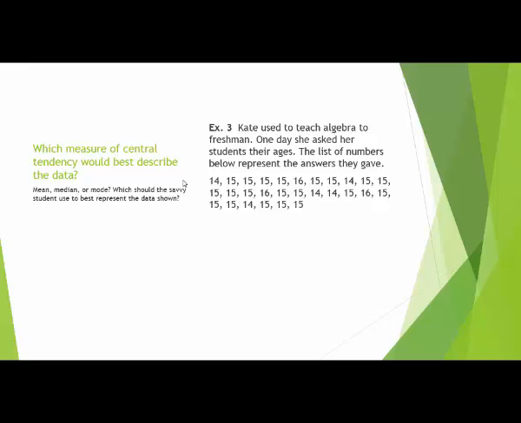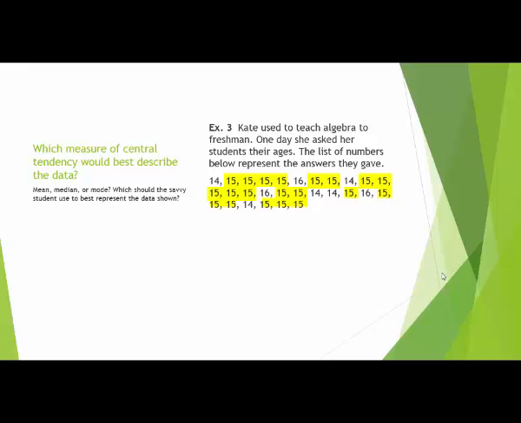One day, she asked her students their ages. Now, you know, in a high school class, the numbers are really close together. So the list of numbers below represents the answers they gave. Take a look at this list of numbers. What do you see? 14, 15, 15, 15, 15, 16, 15, 15, 14, 15, 15, 15. There's a lot of 15s in this list, aren't there? In fact, I would go so far as to say that most of my students were 15. And in fact, that was the case, you know.